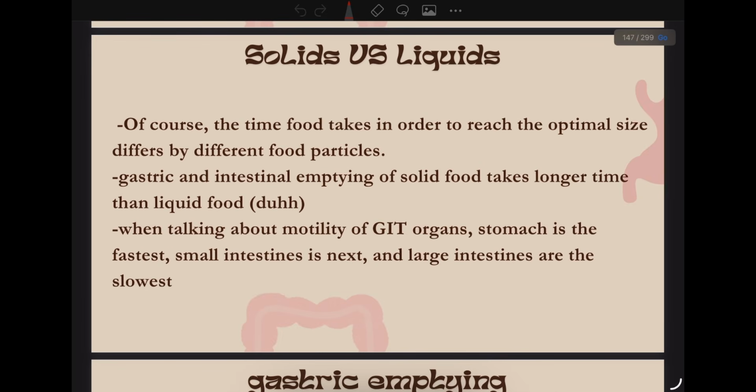Okay, now for solids versus liquids. This lecture is so long. Anyways, solids versus liquids. It's very self-explanatory. I don't even know why that is a part of the lecture, but okay, whatever.